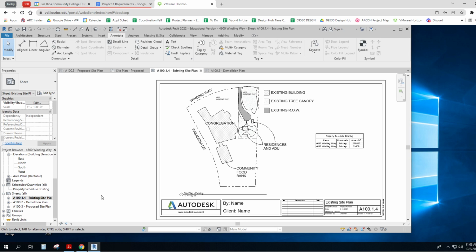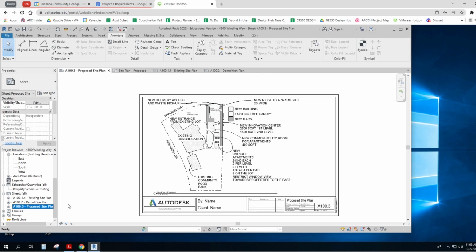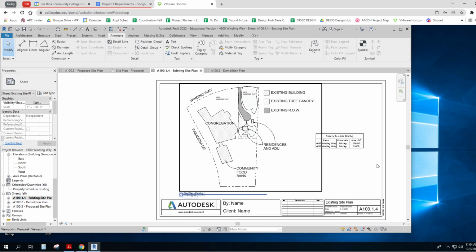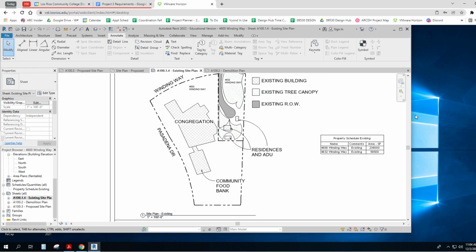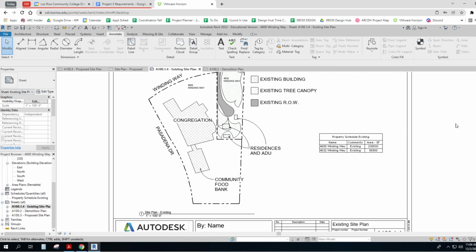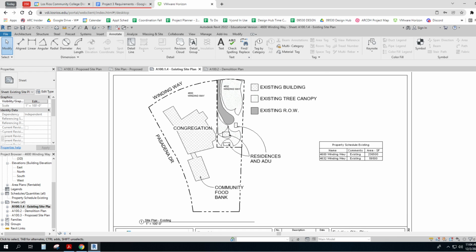Okay, so let's take a look here and see. You're asked to do an existing site plan, a demolition plan, and a proposed new site plan. So let's take a look and see what the elements of those are. Now, I added this property schedule just to put it in there. But as you saw from the lecture or the lab, I don't remember which one it was, just a day ago, this is an example of the existing site plan.